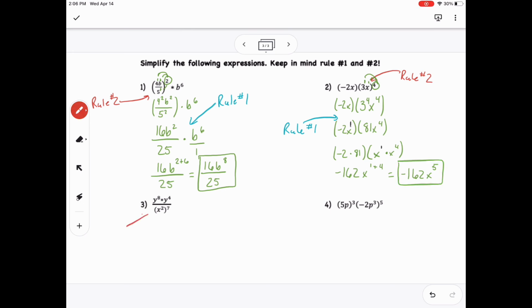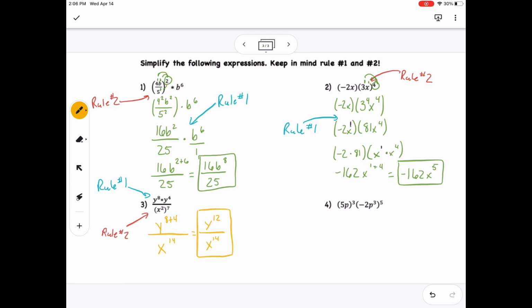Okay. Now sometimes you can do both rules at the same time, especially when you have a fraction and there's one on top and one on bottom. So on the top I have rule number 1, so I'm going to add those exponents. On the bottom I have rule number 2, so I'm going to multiply the 7 to the 2. Okay? And you can do these things at the same time, that's okay.